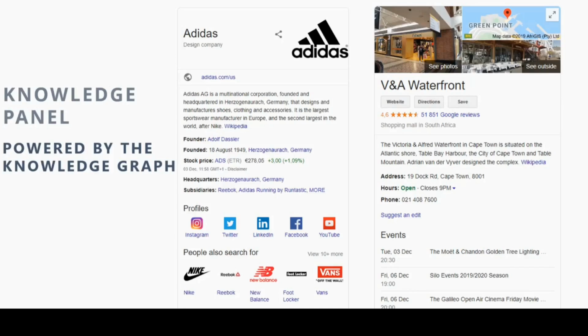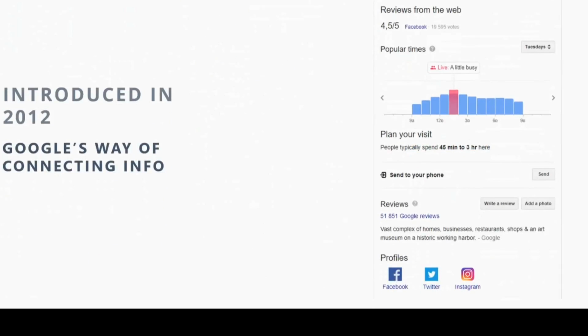So we can see here we have an Adidas and a waterfront example. This is what the Google My Business listing looks like. I'm sure you recognize it, or I hope you do. It appears on the right of a page when looking up a brand, or most brands, or different relevant searches. The Knowledge Panel was introduced in 2012, and it's Google's way of connecting info. So you can see on the right here, there's far more information about the business than there used to be, or what we thought was possible.